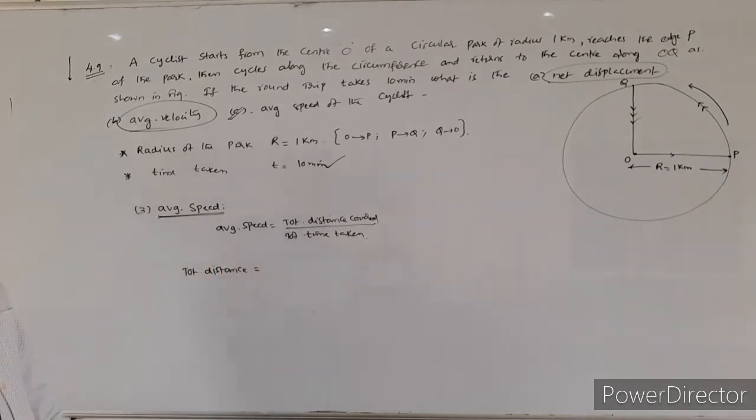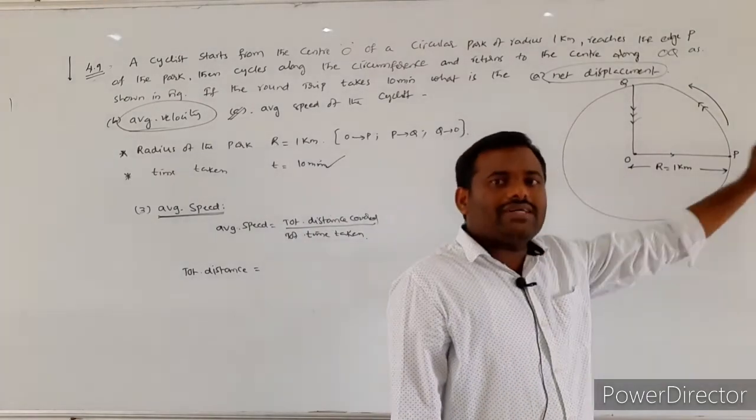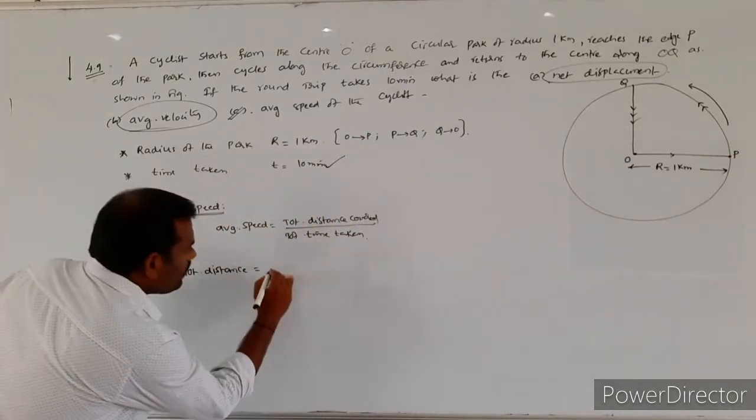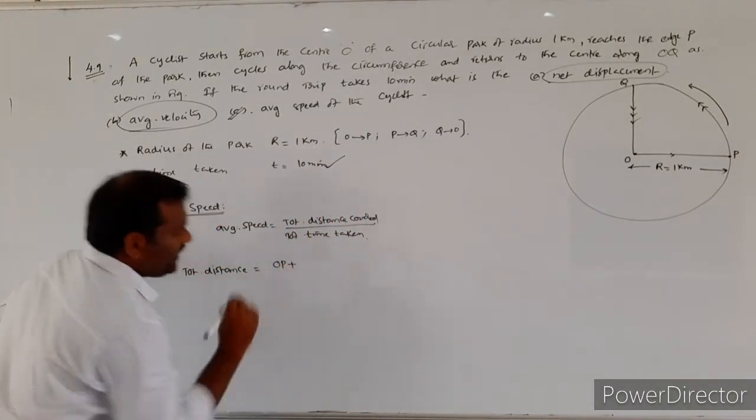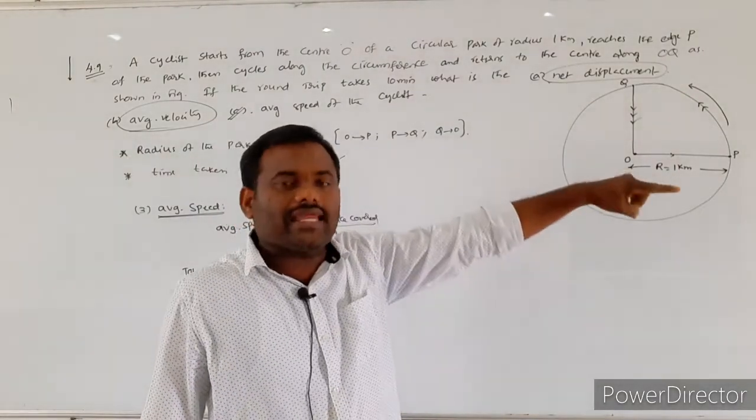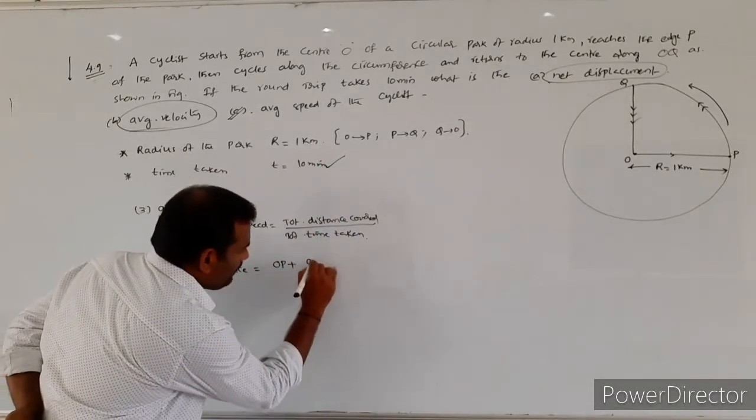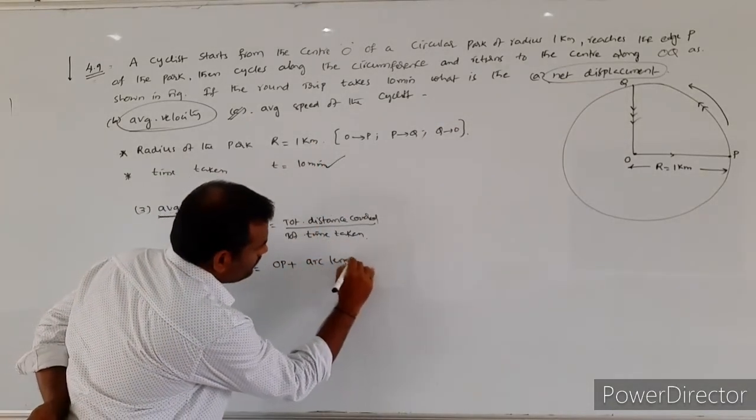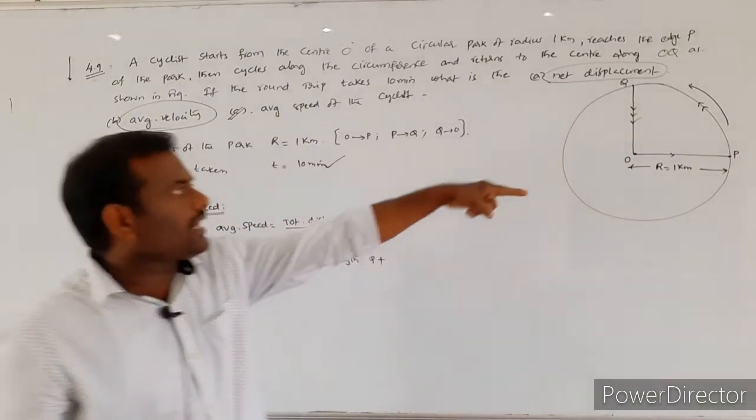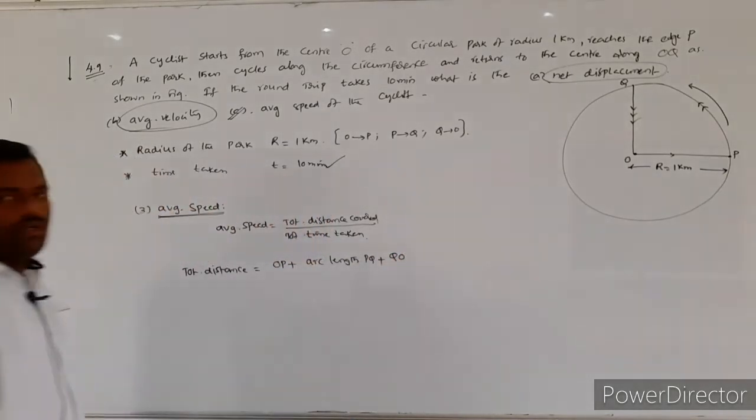So the total distance value I am writing from this diagram. First, from where to where was he traveling? O to the point P, right? So OP. Next, after that he moves along the circumference of the circle from the point P to point Q. So here OP plus arc length PQ, plus again Q to O.